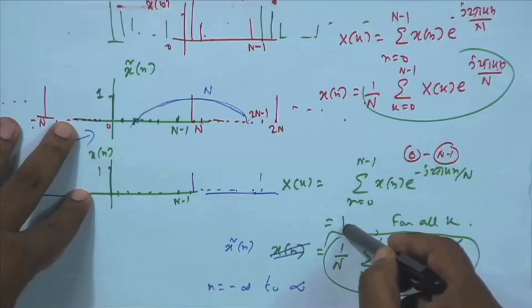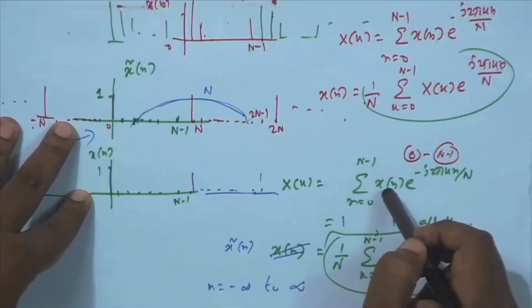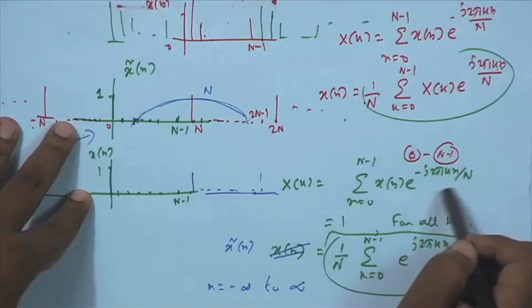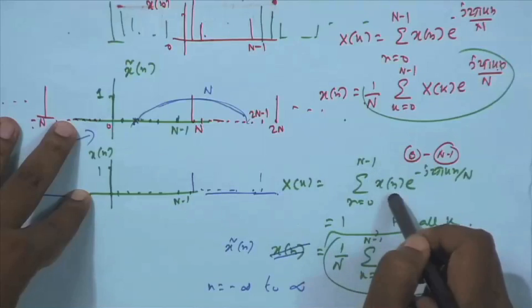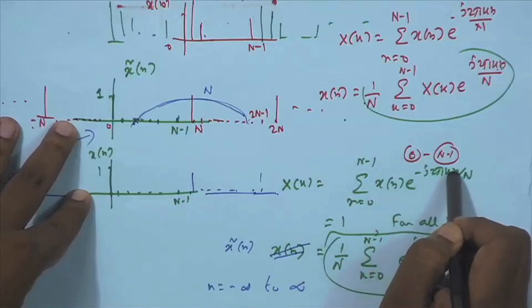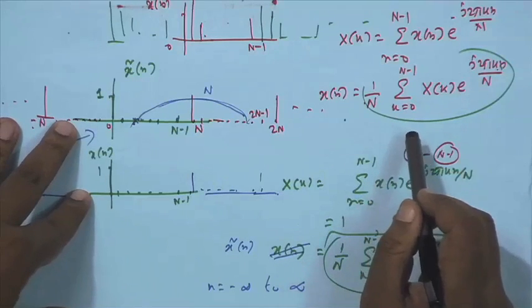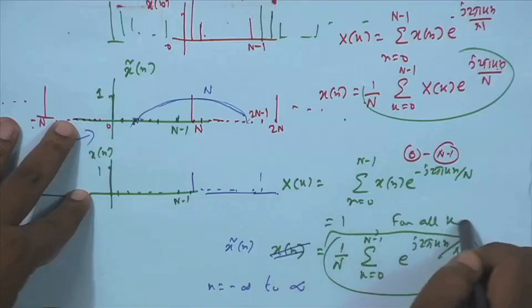The DFT is 1, because if you take the summation x n e to the power minus j 2 pi k n by capital N, this x n is 1 only for n equal to 0, when e to the power 0 is 1, and all other x values are zeros. So, 1 into 1 is the result, which is true for all k.